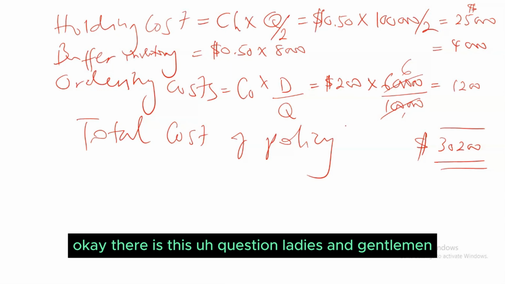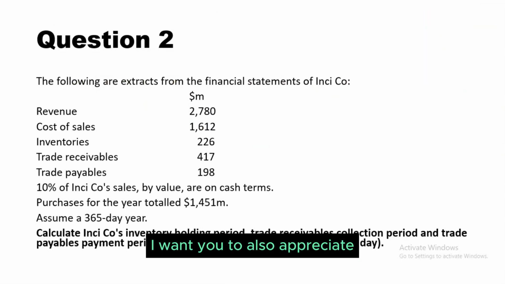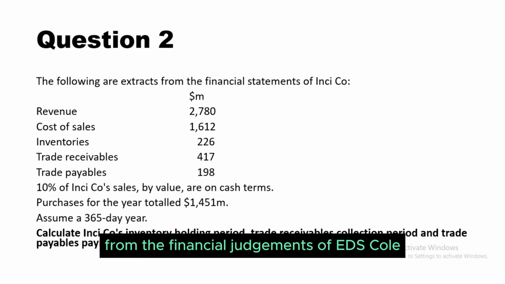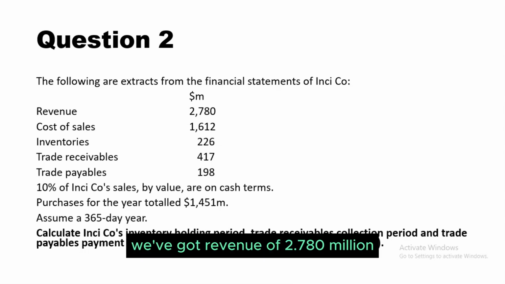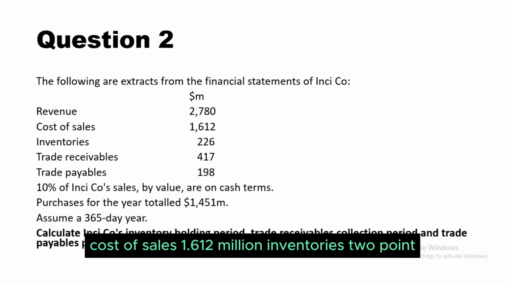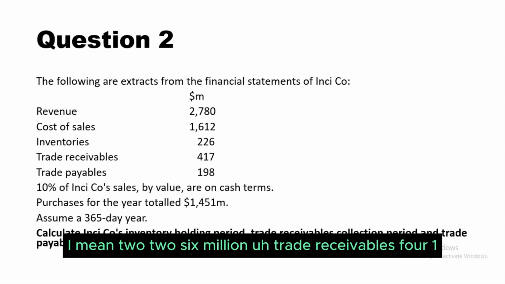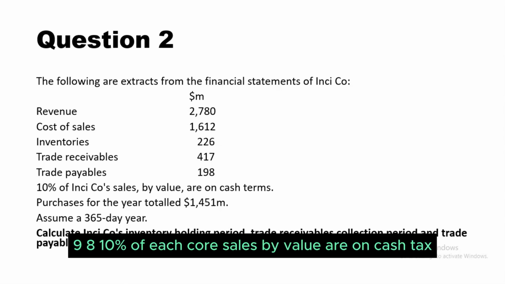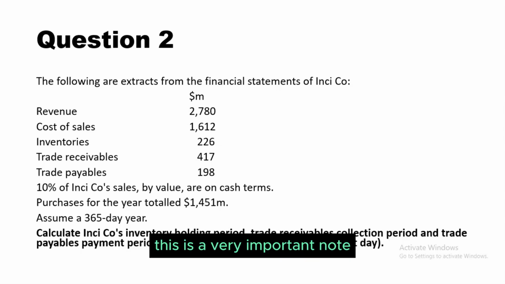Okay, there is this question, ladies and gentlemen, I want you to also appreciate. The following are extracts from the financial statements of INS Corp. We have got revenue of 2.780 million, cost of sales 1.612 million, inventories 226 million, trade receivables 417, trade payables 198. 10% of INS Corp sales by value are on cash terms. This is a very important note.